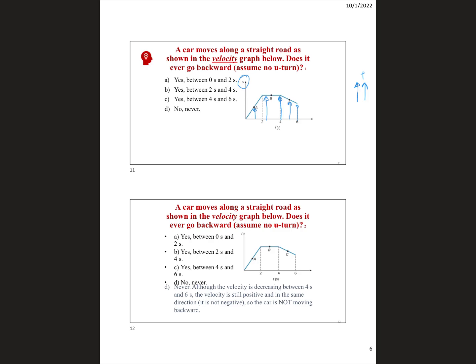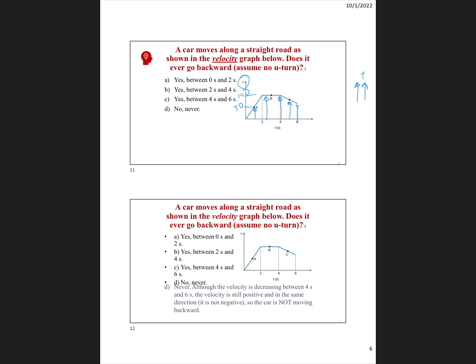So does it ever go backward? No. This is your car. You are traveling. Let's say the two numbers here at A, let's say 50, here 100. So at this time t, you are traveling at 50 meters per second. Later on at 100, you maintain velocity at 100. You maintain the positive direction always because the velocity is positive.